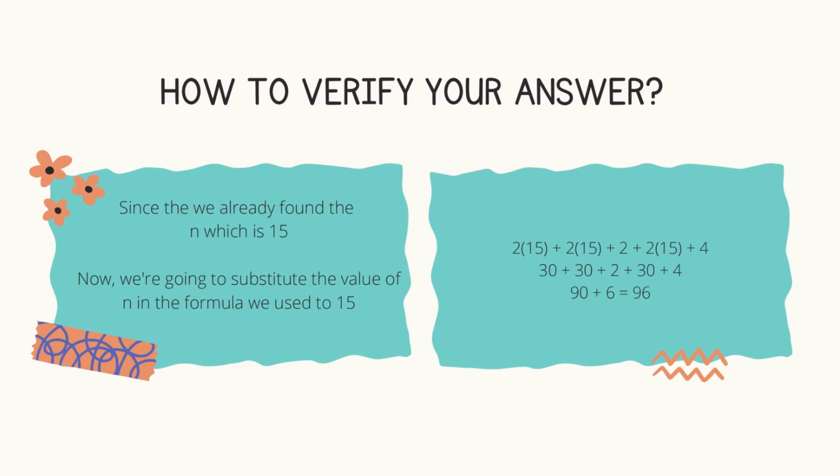And that leaves to 30 plus 30 plus 2 plus 30 plus 4. And 90 plus 6 is equals to 96. So, tama ang iyong answer.